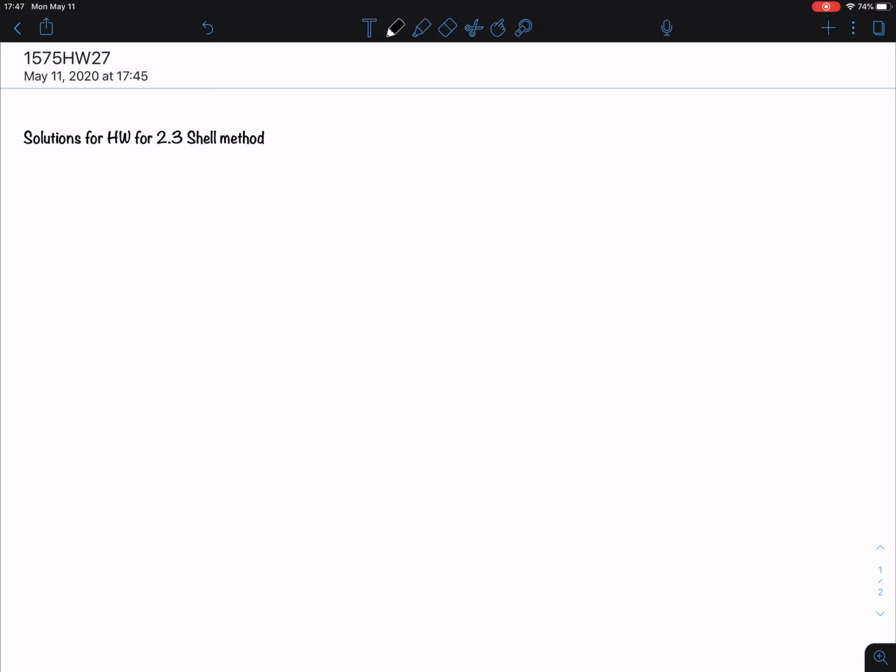Okay, so let's look at the two problems that I assigned for homework from 2.3. That was 128. And so we had the function y equals (1 plus x squared) to the power 3. And then this was just the graph underneath this function that then was rotated around the y-axis.